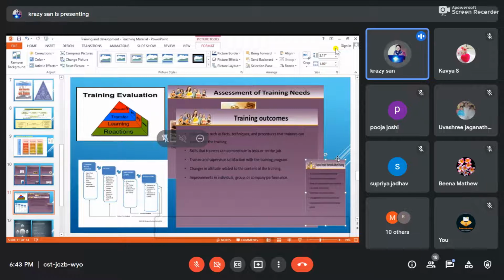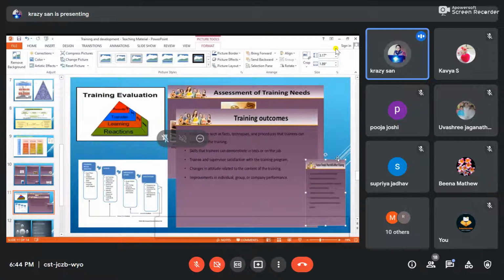A skill that trainees can demonstrate in a test or on the job. After the training session, what happens? Sometimes feedback is taken. Sometimes practical sessions are done. Workshops are done. So your training should be like that, so that those who were under the training process can easily demonstrate to you.